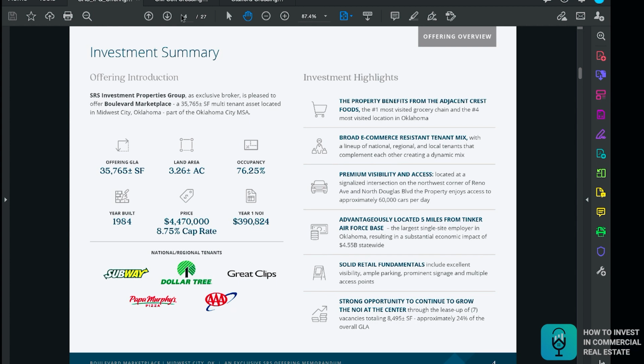The asking cap rate is 8.75. That, to me, is good. With me getting debt around 4%, an 8.75 starting ask is something I'm definitely going to try to dig into. So it's very positive. One negative I see here, it's at 76% occupied. That could be a positive, depending on how you look at it.